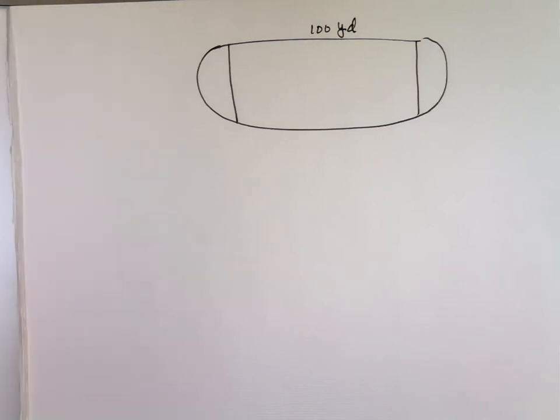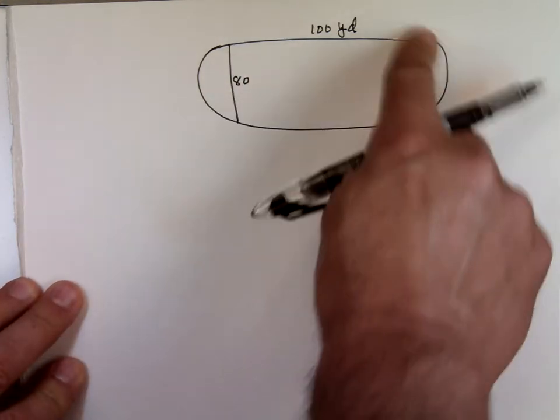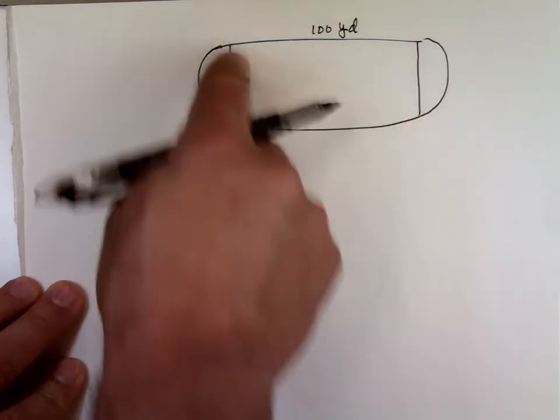Anyone knows the dimension of a football field, the width of it? Is it 80? I think it might be 80 yards. I can't remember. And you have a semi-circle on this end, half a circle, and half a circle on that end.